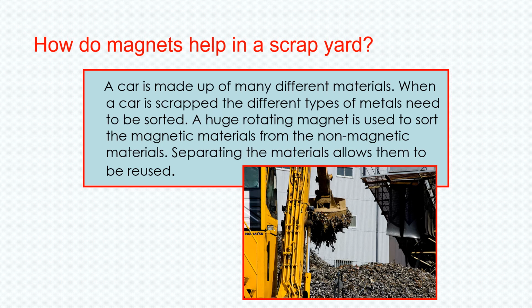A car is made up of many different materials. When a car is scrapped, the different types of materials need to be sorted. A huge rotating magnet is used to sort the magnetic material from the non-magnetic materials.